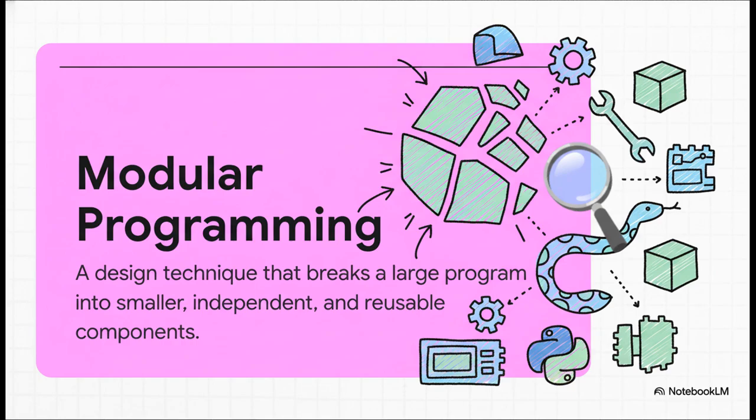The whole idea is simple. You break down a big program into smaller, independent, and reusable parts. Think of them like Lego bricks, or, well, the tools in our toolbox. This is the secret sauce that turns simple scripts into seriously powerful software.